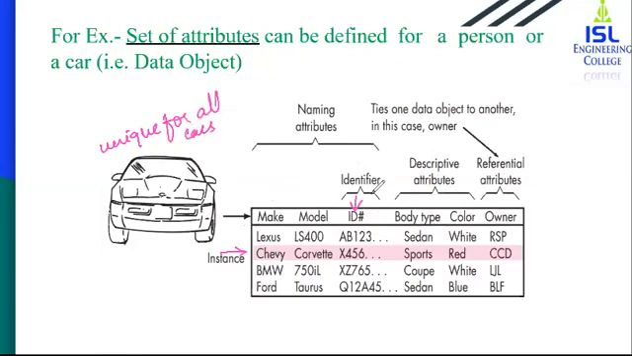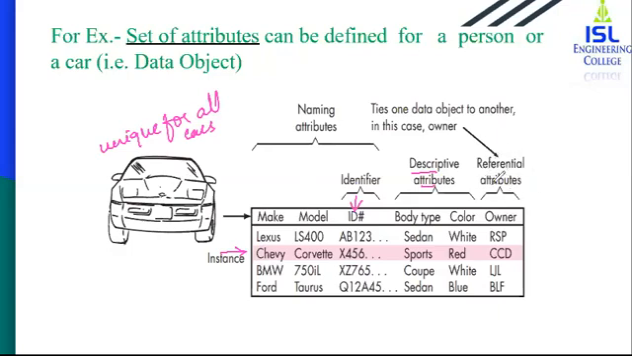So this is called your identifier, whereas descriptive attributes means the body type and the color. This is going to describe how the car looks. Then referential attributes. This referential attribute means who is the owner of this particular car. Those are called your referential attributes.